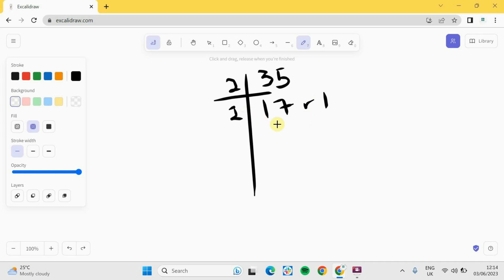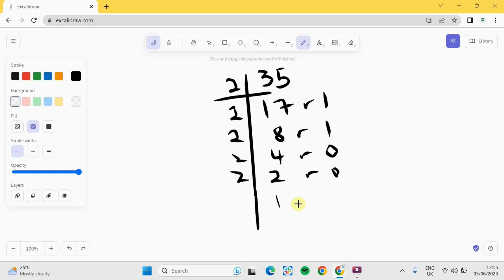17 divided by 2, that is 8, but there will be a remainder of 1, right? 8 divided by 2, that is 4, there will be a remainder of 0. 4 divided by 2, that's 2, and there will be a remainder of 0. 2 divided by 2, that is 1, and there will be a remainder of 0. 1 divided by 2, that is 0, right? Once you get the 0, the remainder is just whatever is on top, you bring it down.